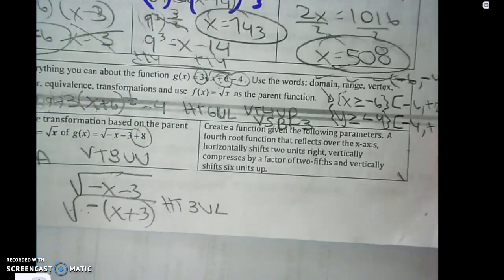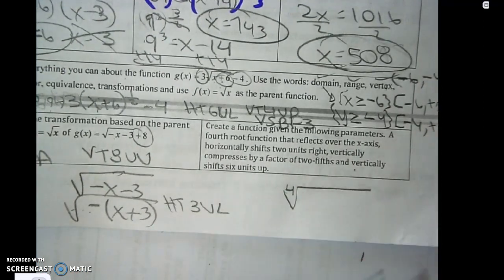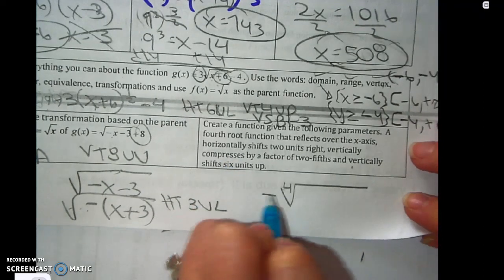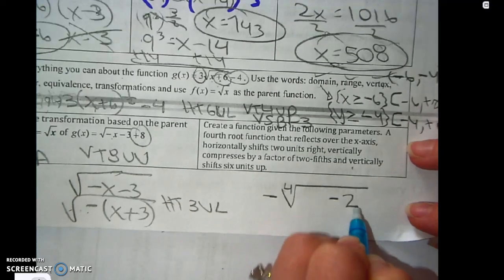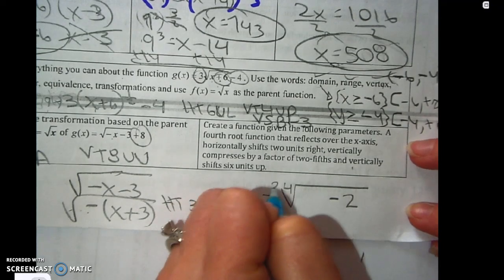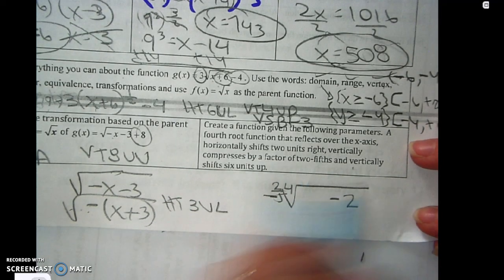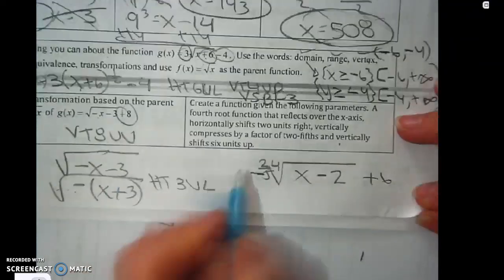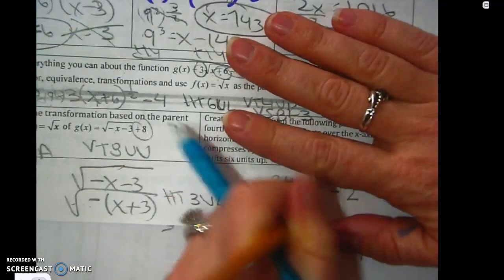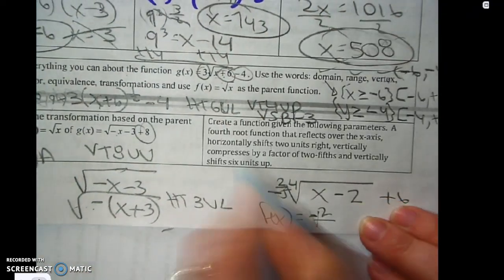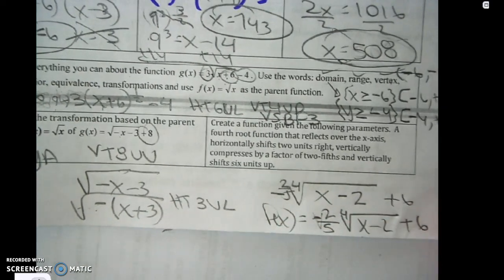All right, create a function with the following parameters. A 4th root function. Reflecting over the x really means it's with the y. Horizontally shifting to the right really means left. Vertically compressing by a factor of 2/5. I'll make it look nicer in a second. Vertically 6 units up. Okay, so what I'm looking for is f of x equals, oops, I can't believe I did it again, negative 2/5 fourth root x minus 2 plus 6. And that's your test.